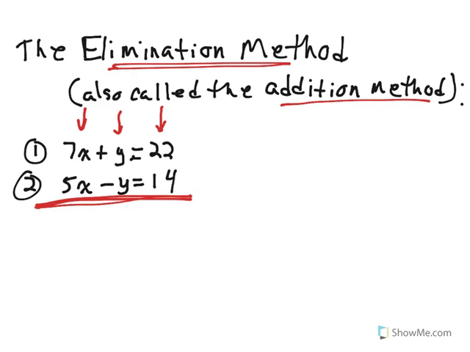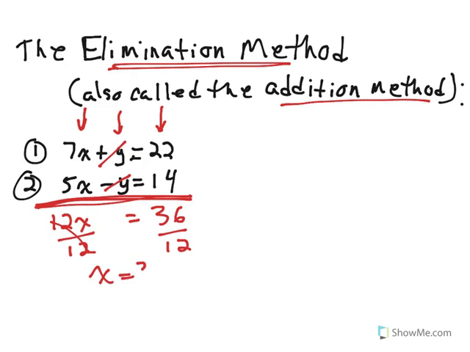Now when we add these together, we add vertically. 7x plus 5x is 12x. Y minus y cancels out, we eliminated y, and 22 plus 14 is 36. Now divide both sides of the equal sign by 12, and we get x equals 3.